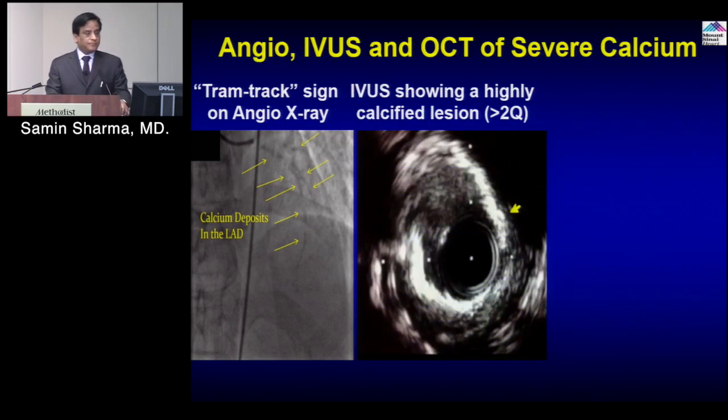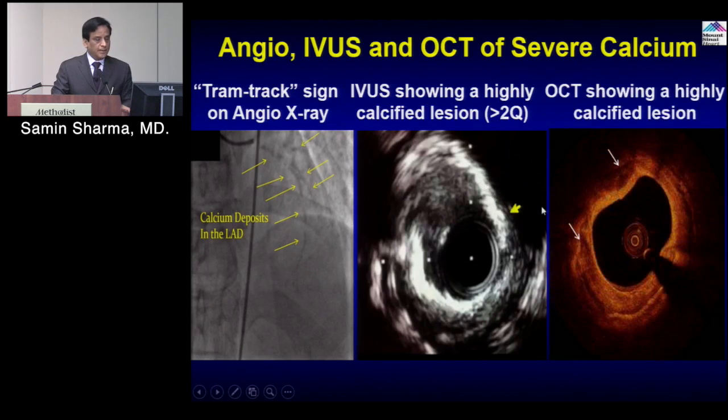Second is the IVUS, routinely used for identification of calcium, and the definition there is more than 2 quadrants. So if it's more than 2 quadrants, 90 degrees each meaning 180, it's moderate. More than 3 quadrants is severe. Some people also say the length has to be more than 10 millimeters to call it a severe calcium on intravascular ultrasound. So that's how you see it. Clearly there's no shadow behind this radiolucent architecture.